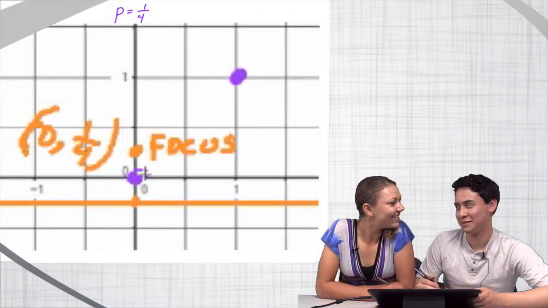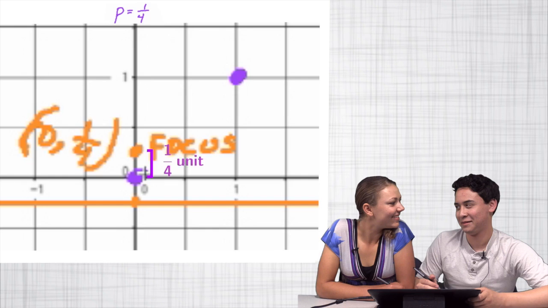Okay. Sasha and Keoni figured out something important. When p equals 1/4, then the focus is 1/4 of 1 unit from the vertex, and the directrix is also 1/4 of 1 unit from the vertex. Next, Sasha and Keoni use this geometric information to locate another point on the parabola.